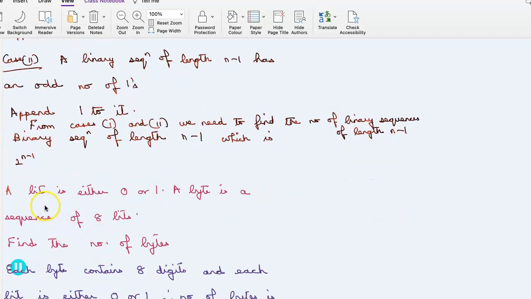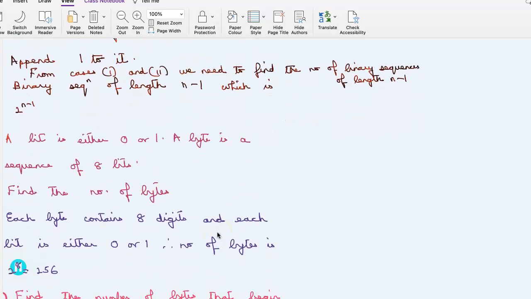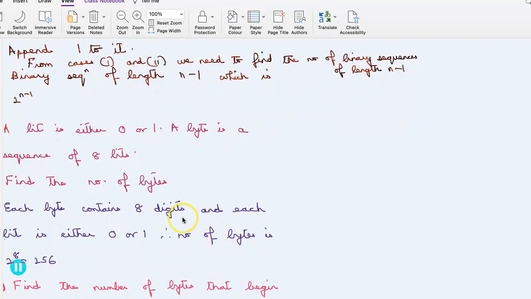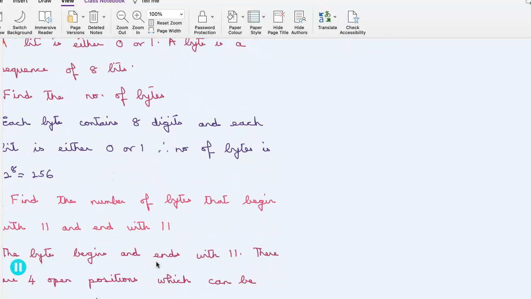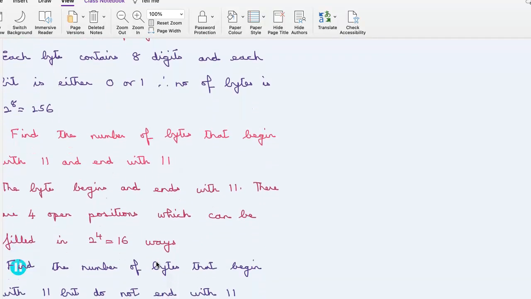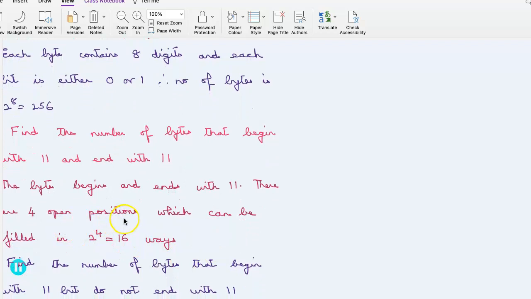Now what is a bit? A bit is either 0 or 1, and a byte is a sequence of 8 bits. So find the number of bytes. Now each byte contains 8 digits and each bit is 0 or 1. So the number of bytes will be 2 into 2 into 2, 8 times, that is 2 raised to 8, which is 256. Find the number of bytes that begin with 11 and end with 11. The byte begins and ends with 11, so there are 4 open positions, which can be filled in 2 raised to 4, which is 16 ways.